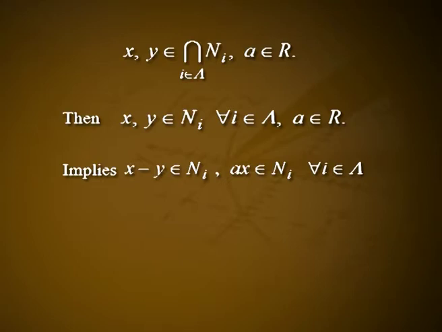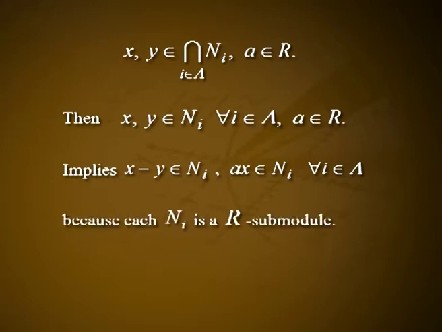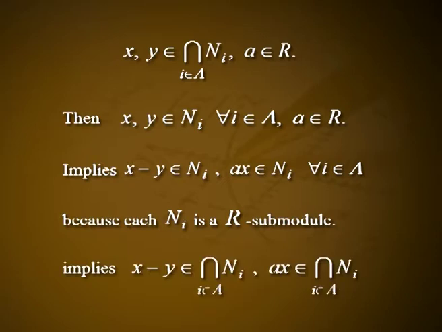This implies x minus y belongs to Ni, and ax belongs to Ni for every i in A, because each Ni is an R submodule. This implies x minus y belongs to the intersection over i in A of Ni, and ax belongs to the intersection over i in A of Ni, showing that the intersection over i in A of Ni is an R submodule.